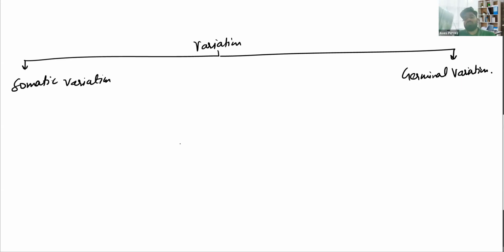Somatic variations and germinal variations. If I talk about what is somatic and what is germinal variation, somatic variation is the variation that occurs in the somatic cells of the organism. For example, if a person starts doing weightlifting, then he starts building muscles.